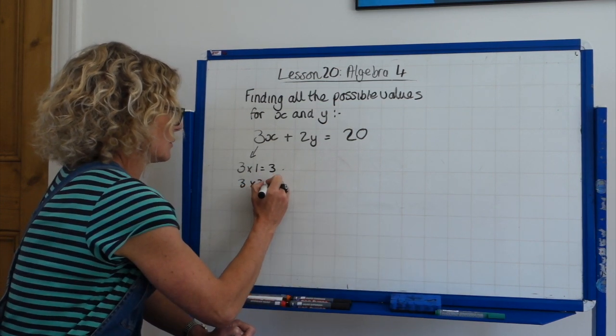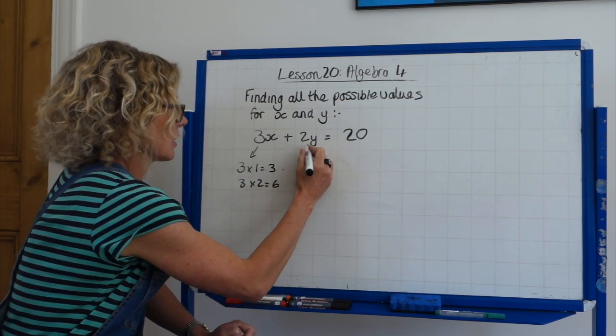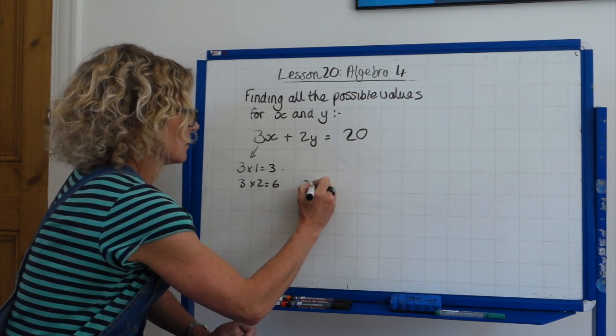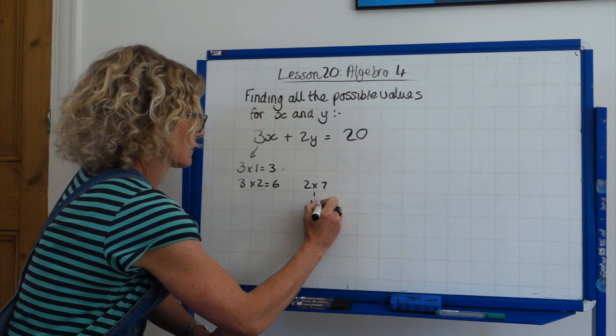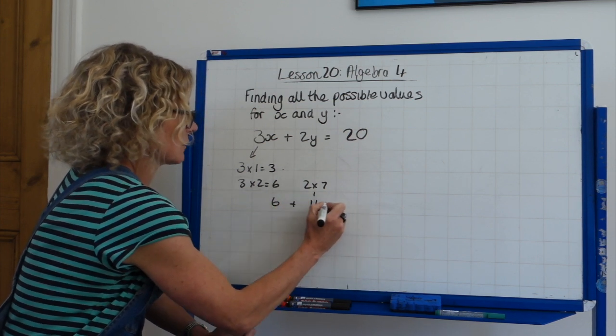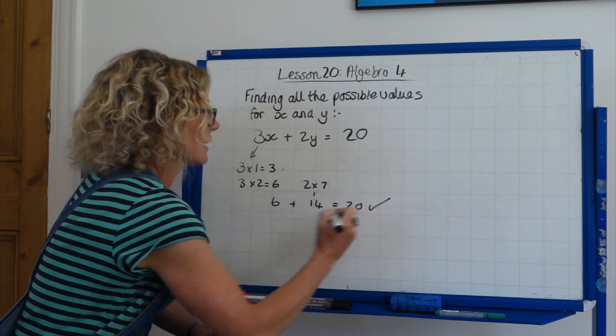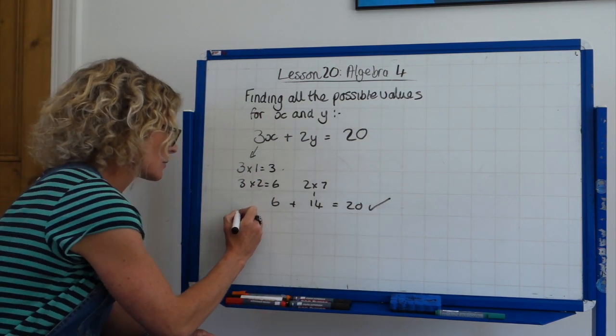3 times 2 equals 6. So 2y is going to be 2 times 7, which is 14. 6 plus 14 equals 20. Okay, we've got that. So let's go to the next one.